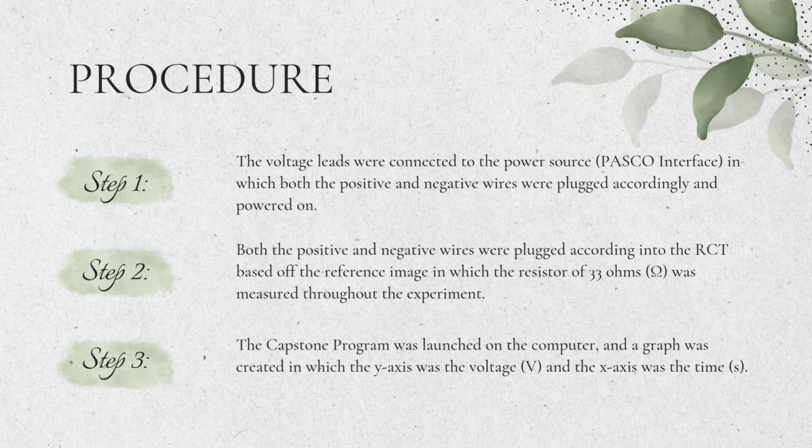As for step 3, the Capstone program was launched on the computer, and a graph was created in which the y-axis was the voltage, V, and the x-axis was the time, s. This setup helped us visualize how the voltage was going to change over time as the capacitor charged and discharged. And by plotting the voltage against time, we could clearly see the exponential curve that represents the charging and discharging process.